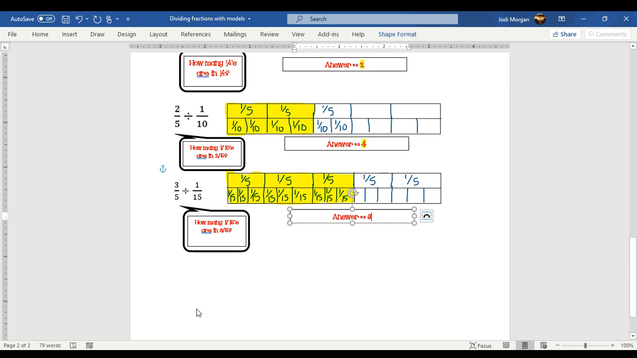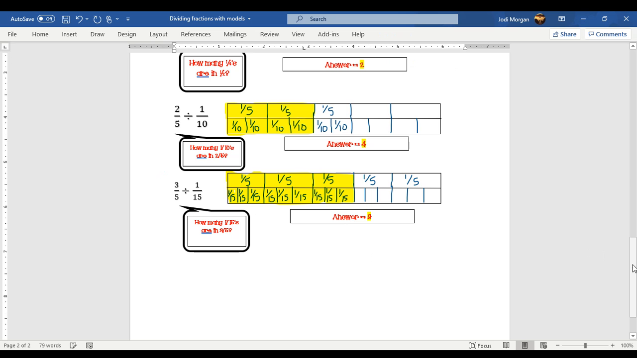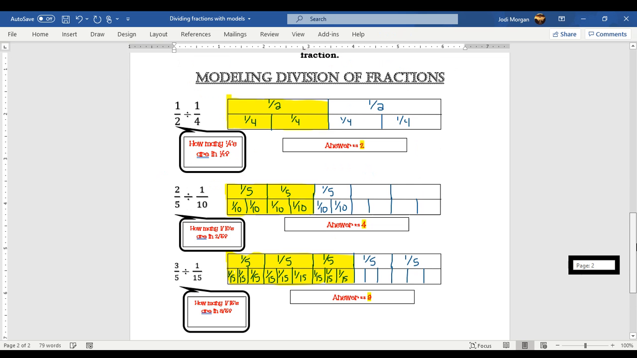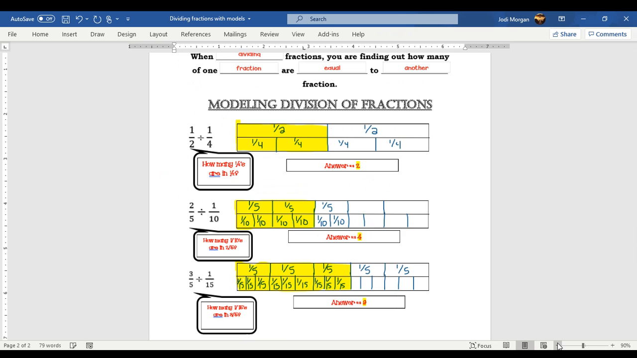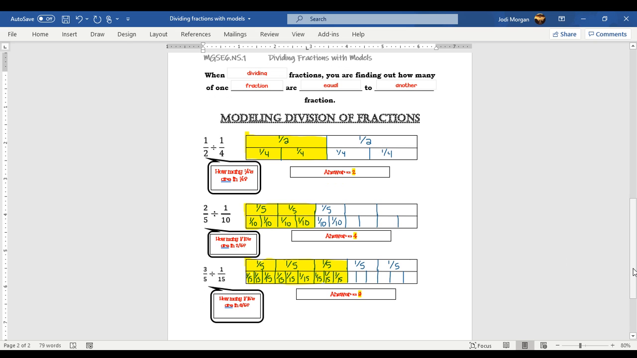So how many 15ths are in 3/5? That would be 9. 9 15ths are in 3/5. That's how we would answer it if we were answering it in word form. So I'm going to bring this back up. I'm going to zoom it out. That way you can see it a little bit better. Now I know it's kind of small. I apologize for that. So this is dividing fractions with models. And we're going to work on this a little bit more over the next few days. And then I'm going to show you how to do it without the models, okay?